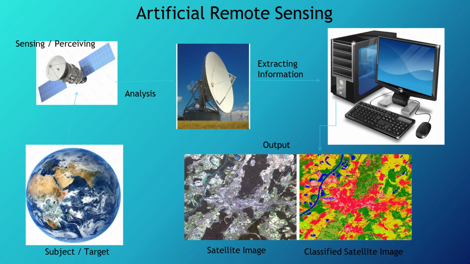This slide explains the process of artificial remote sensing. The Earth acts as the target, and satellite sensors capture information by sensing electromagnetic radiation reflected or emitted from the surface. The collected data is then transmitted to ground stations for analysis, where it is processed using computer systems. After processing, useful information is extracted and presented as satellite images or classified images, which help in identifying land use, vegetation, water bodies, and other surface features. Overall, the slide shows the complete workflow from sensing the Earth to generating meaningful output for decision-making.